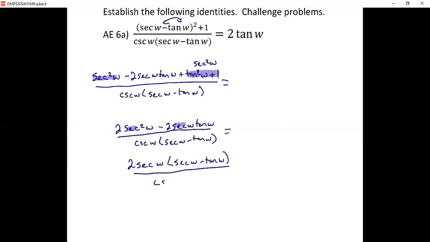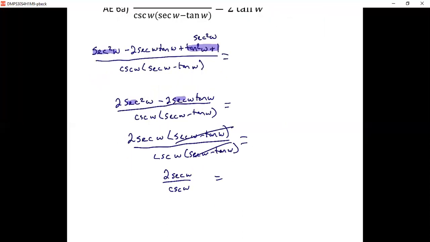You see how those cancel each other out, or reduce out, should not say cancel. Once again, bad Mr. Beck. So now I have 2 secant w over cosecant w, which is supposed to equal 2 tangent w.